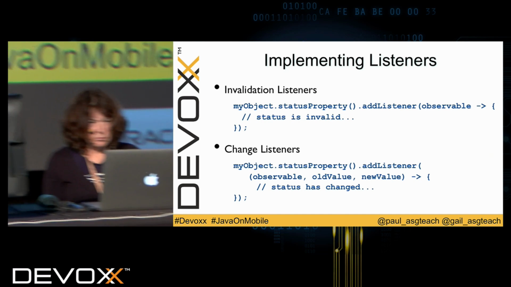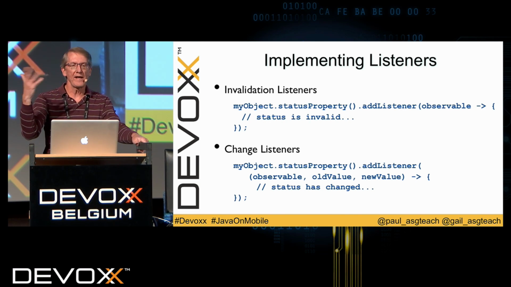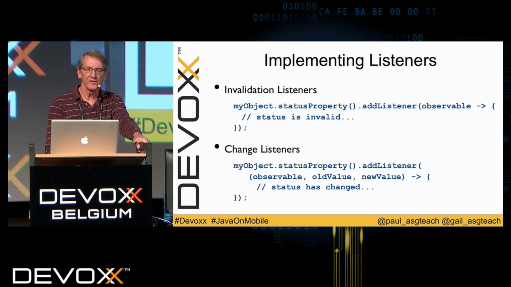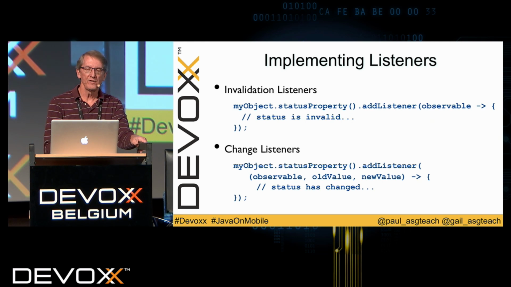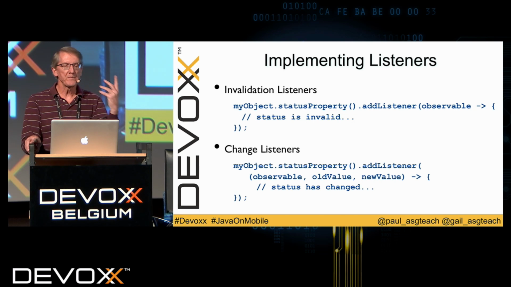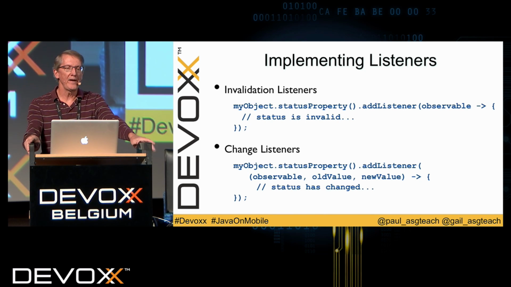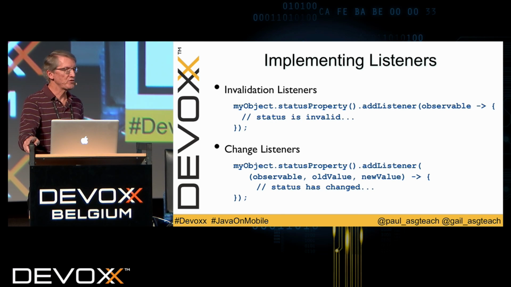Okay, here's sample code for an invalidation listener. Notice we're using lambda expressions in both of these, and both are adding a listener to a status property of a my object. In the invalidation listener, the lambda creates an observable type, and the code inside the lambda expression will execute whenever the status property of the my object becomes invalid. Below that is an example of a change listener, where a lambda block will execute when the status property of the my object changes. But notice in this code that you have access to both the old value and the new value when that update occurs. Okay, so let's go back to the code in Capital Punishment.